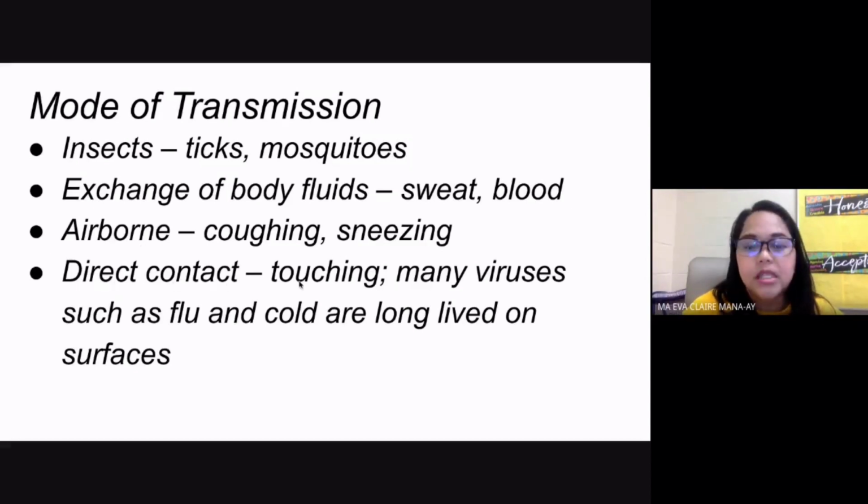Another is direct contact. That means touching. Many of the viruses, such as flu and cold, are long-lived on surfaces. Also, even your coronavirus. That's why we are told to always disinfect those surfaces that are usually touched. When you go to the groceries, for example, some people would even use gloves. They should be disinfecting all the surfaces that are usually touched by people. So these are the different modes of transmission that we have for your viruses.